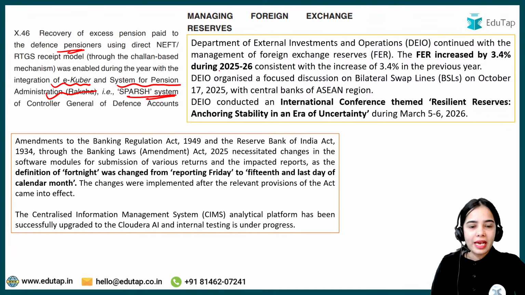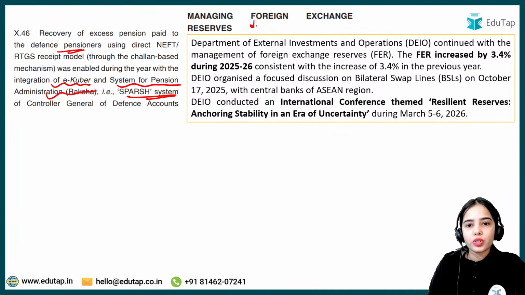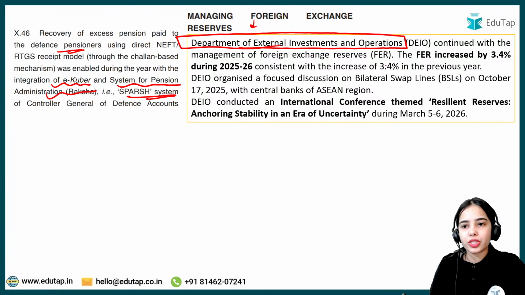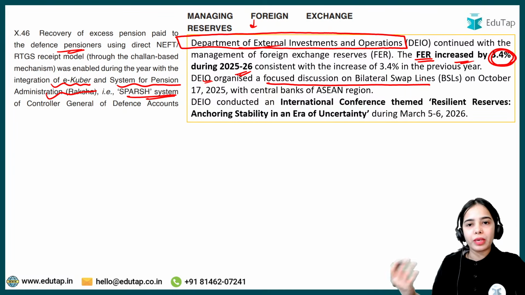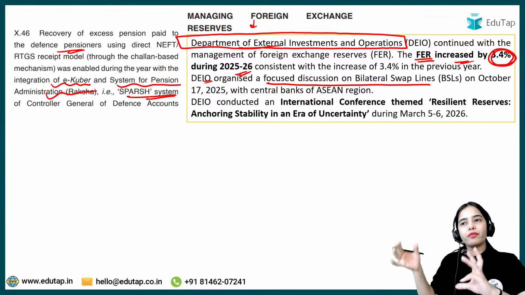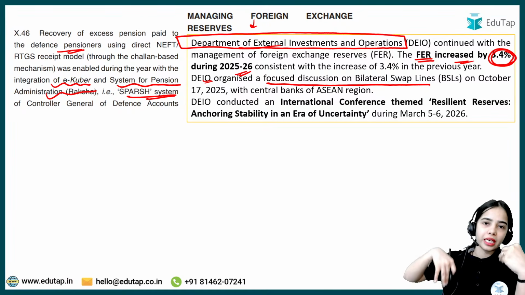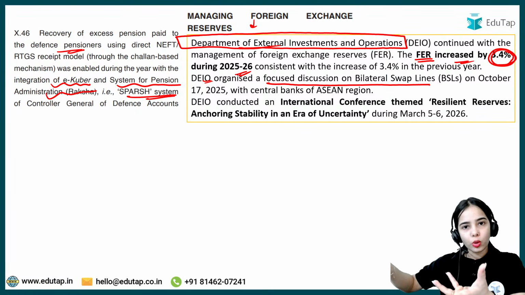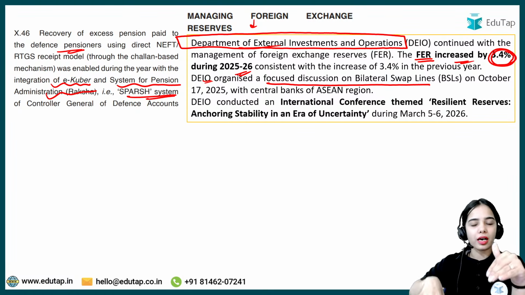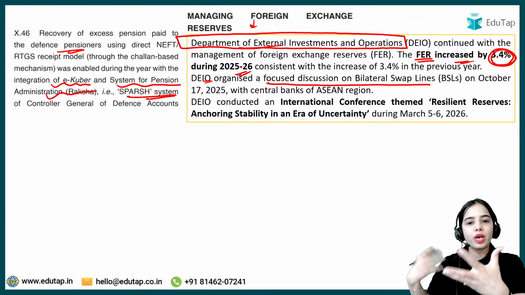Next is managing of foreign exchange reserves. The Department of External Investments and Operations continued with the management of foreign exchange reserves. The foreign exchange reserve increased by 3.4% during 2025-26. Now, this department organized a focused discussion on bilateral swap lines, like we have the bilateral swap line with Japan, so that if India needs dollars, we can provide our domestic currency and Japan can give us the dollars. We will return the dollars to them with some interest and they will return our local currency. So, such bilateral swap lines.